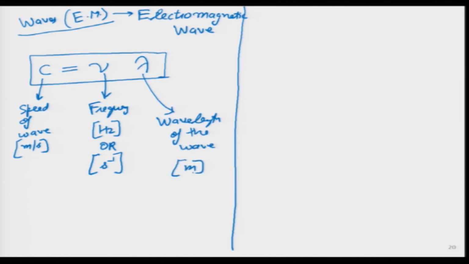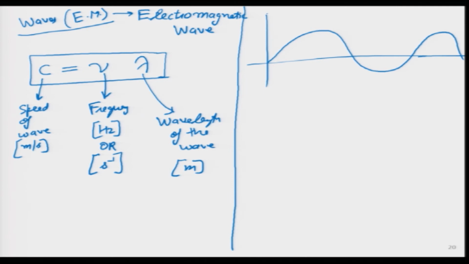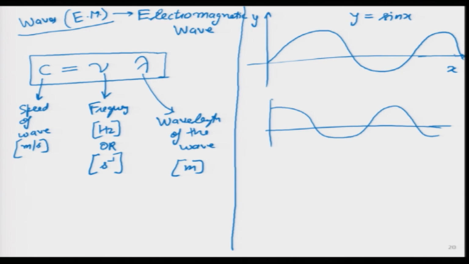And generally given in meters. So, the wave I am talking about, in a simple case I can show it as a sine wave. If it is not moving anywhere, it will be a stationary wave. If I simply write y equals sine x, or I can have a different wave just shifted by 90 degrees over here, it becomes y equals cos x.